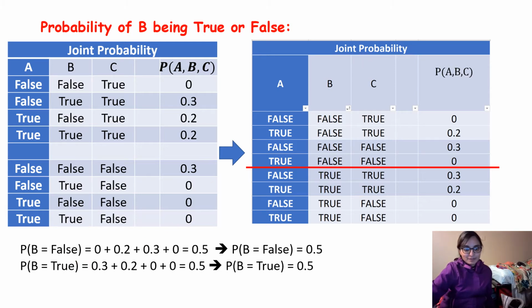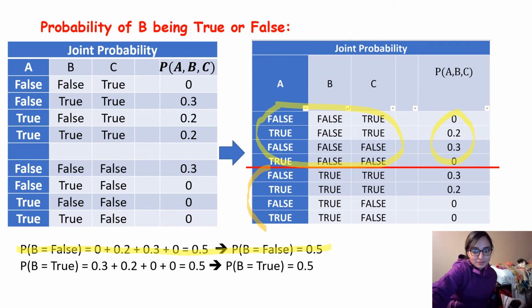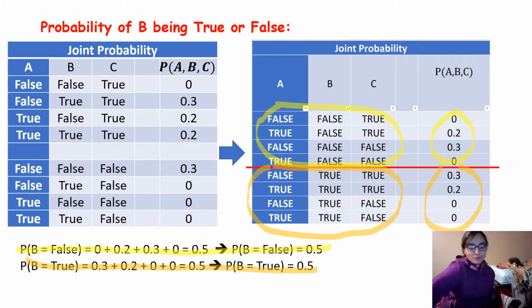So the probability B is false will be given by controlling for when B is false, which are these first 4 rows. That is just going to be this 0 plus the 0.2 plus the 0.3 plus the 0, which is 0.5. So the probability B is false is 50%. Then similarly for the probability that B is true, we control for when B is true here. And that gives us the 30% plus 20% plus 0, which is 50%. So 50-50 chance, and these add up to 1, which is great.